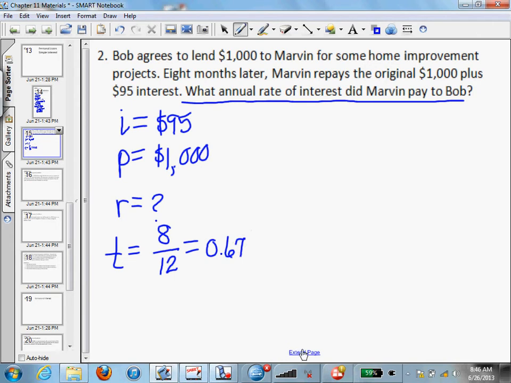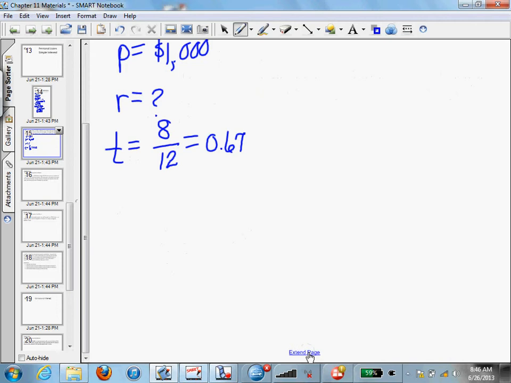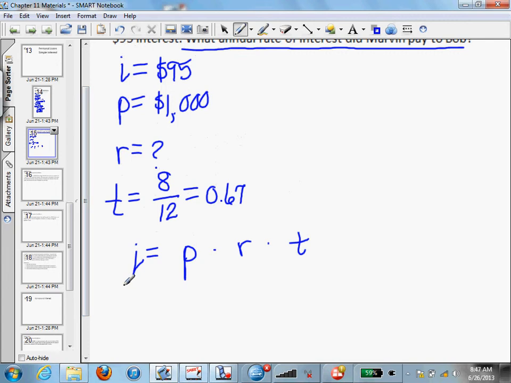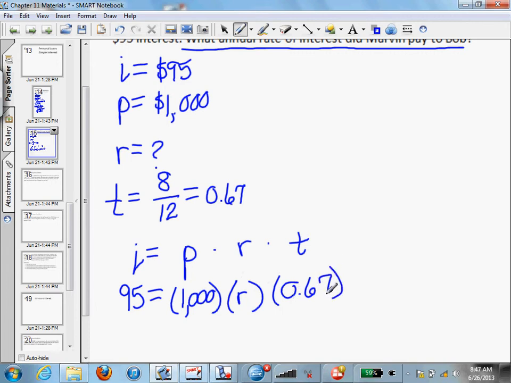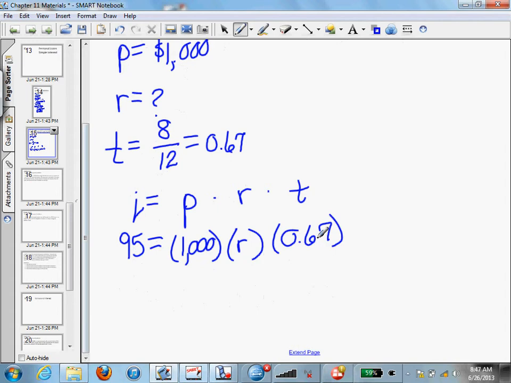Okay, so now we're able to easily use our formula of I equals P times R times T. And we're going to be solving for r in this case because that is what we do not know. Well, we know that the interest was $95 equals the principal of $1,000 times the rate, which was what we're looking for, times the time, which was 0.67.